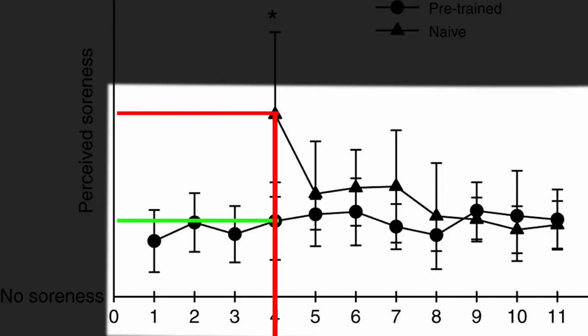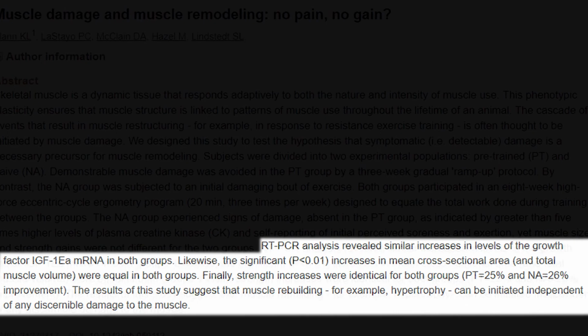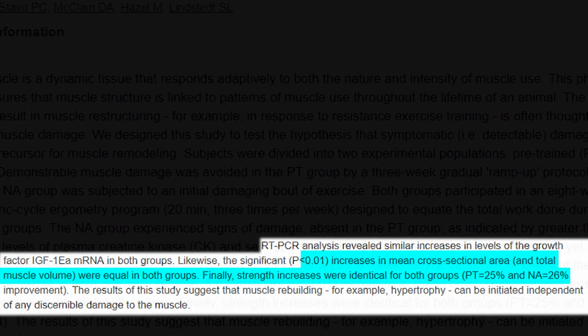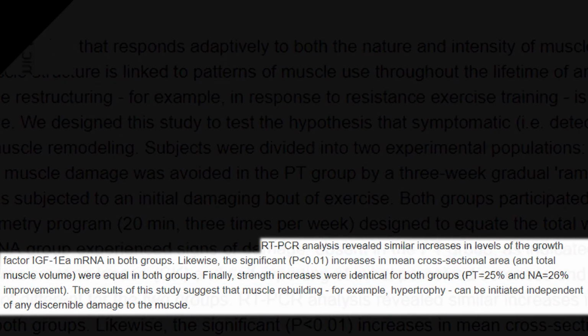Alright, enough of that. The biggest strength of this study is that the total work was equated, and this is massive. Also, increases in strength and muscle volume, so muscle size, were the same in both groups.